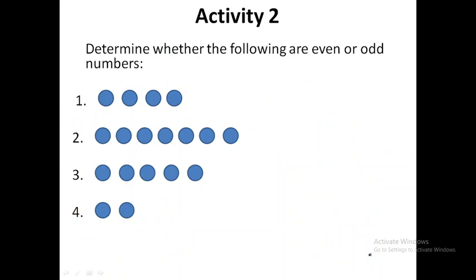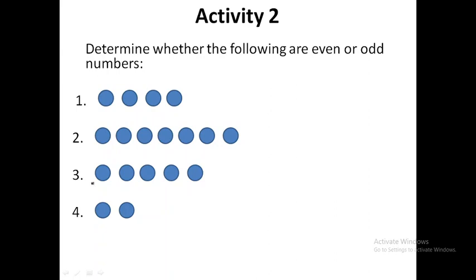For your activity, you will have to determine whether the following are odd or even numbers. Number 1, there you have 4 dots. Number 2, you have 7 dots. Number 3, you have 5 dots. And number 4, you have 2 dots.